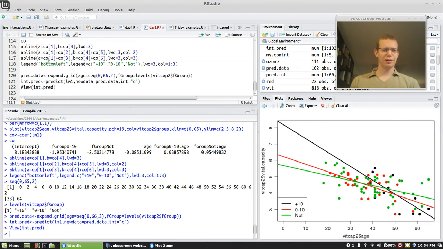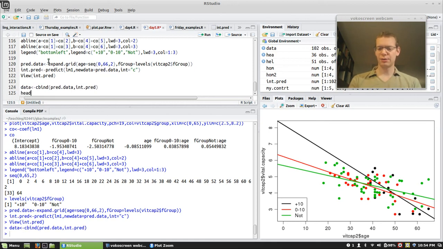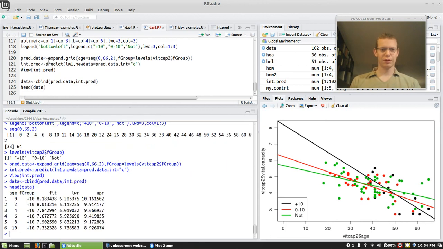The deal is that it actually follows pred.data, so we actually should just merge these two things. So we can cbind pred.data, int.pred, and this will be our new, let's just call it data. And let's look at data to see what it looks like. So here we have the age and the corresponding group, and the fit and the lower and upper bound. So now it's just a matter of plotting, and there are different ways of doing this.